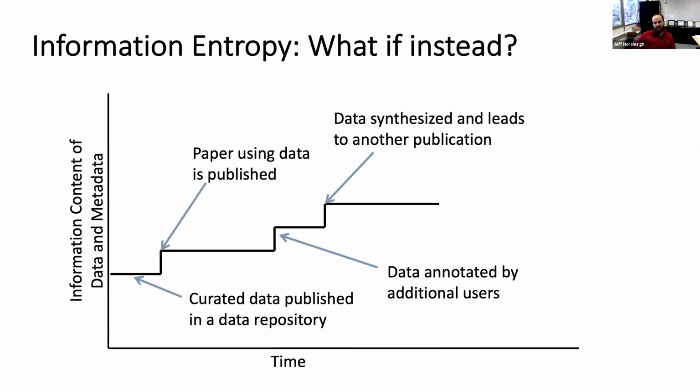So instead of that first plot that I showed you about information entropy, what if instead we curate our data in a trusted data repository? We publish a paper that uses the data, and we describe in detail the methods that we use to collect and analyze the data. And then potentially somebody else comes along and annotates that same data and uses it for another publication. The value of those data may actually increase over time, and the information content of those data and metadata may increase over time as they're used by additional people.